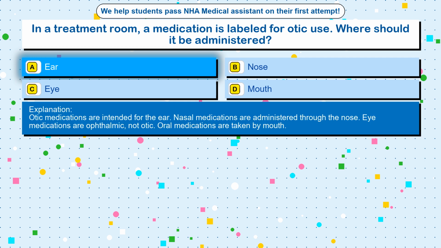Otic medications are intended for the ear. Nasal medications are administered through the nose. Eye medications are ophthalmic, not otic. Oral medications are taken by mouth.